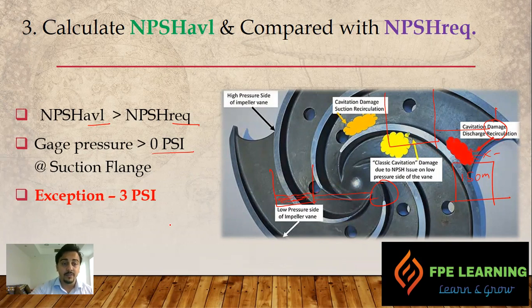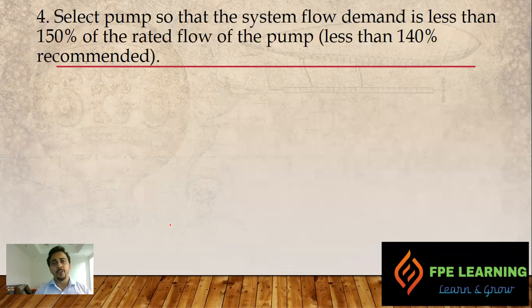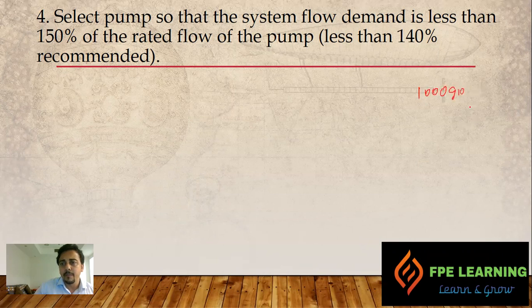The next one, we have to make sure that the demand of the system for the pump you are going to select is not more than 150% of the pump rating. So if your pump is rated for, let's say, 1000 GPM at 100 psi, the pump can also work at overload at 1500 GPM. But NFPA recommends less than 140% of the flow.